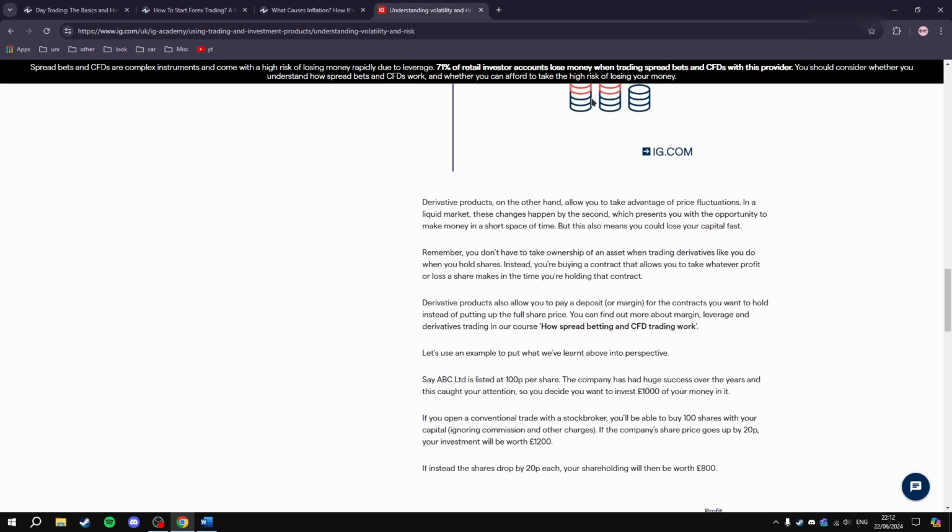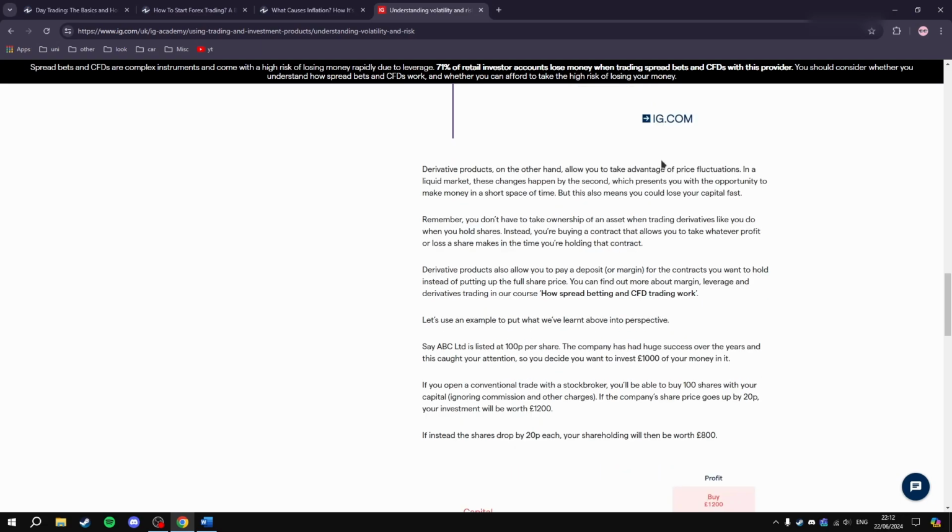Derivative products, on the other hand, allow you to take advantage of price fluctuations. In a liquid market, these changes happen by the seconds, which presents you with the opportunity to make money in a short space of time. But this also means you could lose your capital fast. Remember, you don't have to take ownership of an asset when trading derivatives like you do when you hold shares. Instead, you're buying a contract that allows you to take whatever profit or loss a share makes in the time you're holding that contract.